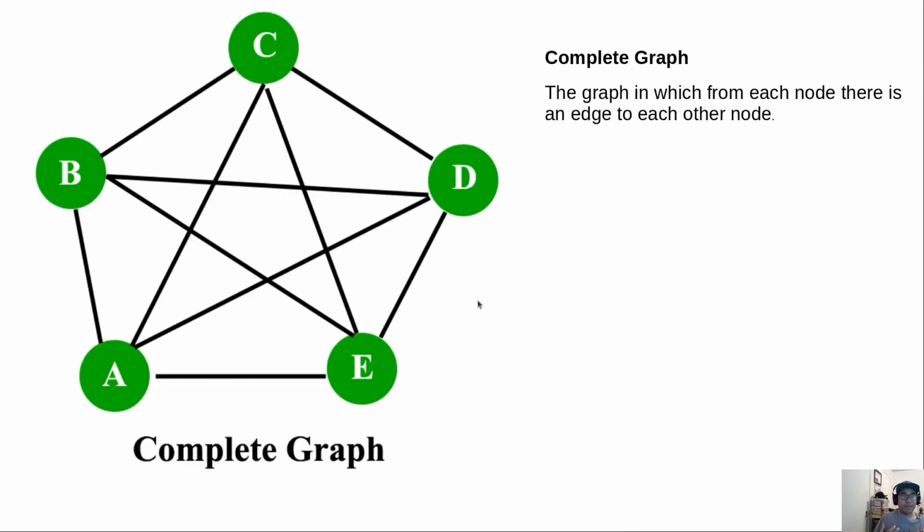A complete graph is when the edges are connected to all the nodes in the graph. That makes it a complete graph. For example, from B, there's an edge connecting it to D. There's an edge connecting it to E, C, and A. And the same applies to D and E and C. You can see that the edges are connecting to all the nodes in the graph.